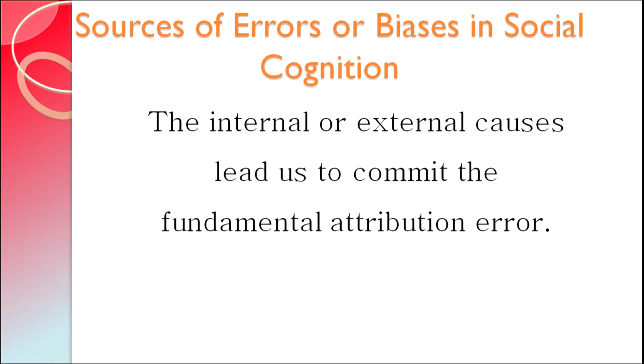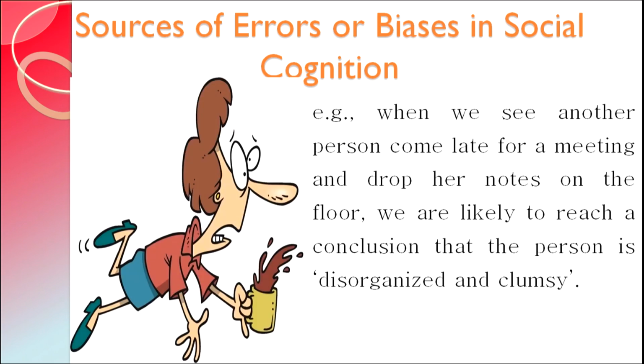Second comes the sources of errors or biases in social cognition. That is, while thinking about the social world around us, we also tend to make biases in our thought process. The internal or external causes lead us to commit these fundamental attribution errors. For example, when we see another person coming late for a meeting and dropping her notes on the floor, we are likely to assume that the person is clumsy. But when this happens with us, we might say that it happened because I was in a hurry. That is the fundamental attribution bias.